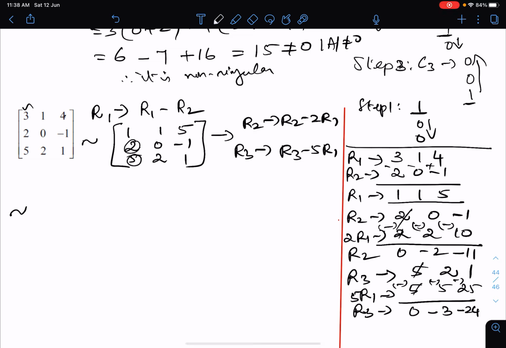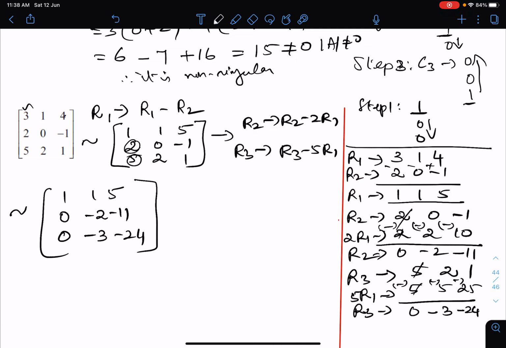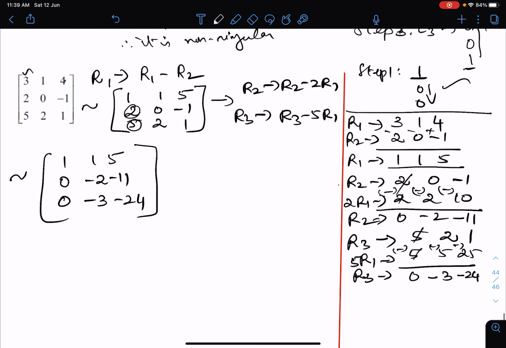Now you can write your equivalent matrix: 1 1 5, and the second row is going to be, this is our second row, isn't it? So 0 minus 2 minus 11 and 0 minus 3 and minus 24. This is your equivalent matrix. So we have got the first step over. Now we are going to go to our second step.